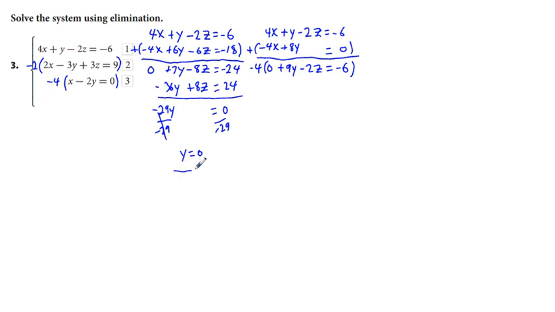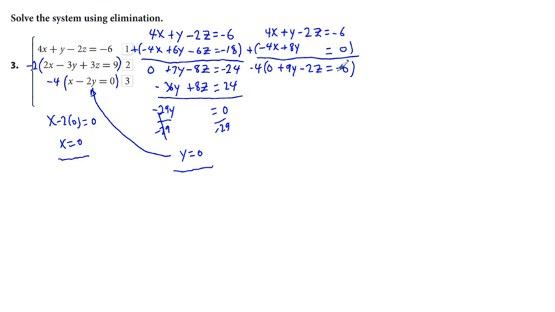So that's one of our values. And then, well, if y equals 0, we can substitute into this first equation here. So we have x minus 2 times 0 is going to be equal to 0. And so x is also equal to 0.